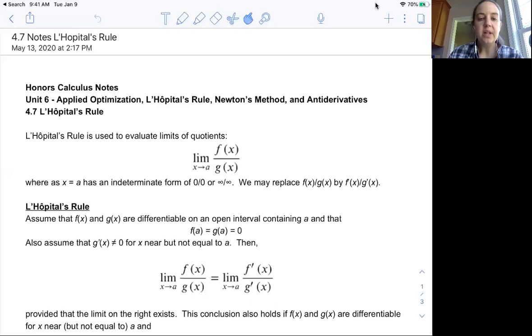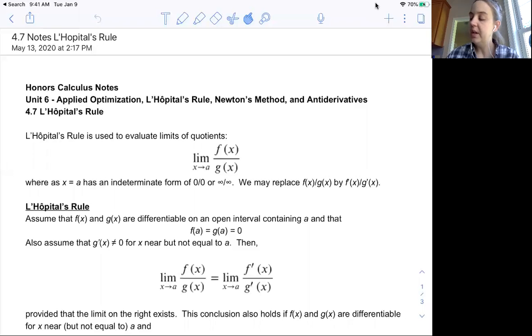So L'Hopital's rule is used to evaluate the limits of quotients, the limit as x approaches a of f of x over g of x, where x equals a gives an indeterminate form, which means that it was 0 over 0 or infinity over infinity. What you can do with L'Hopital's rule is replace f of x and g of x with f prime of x and g prime of x, meaning the first derivative of each.